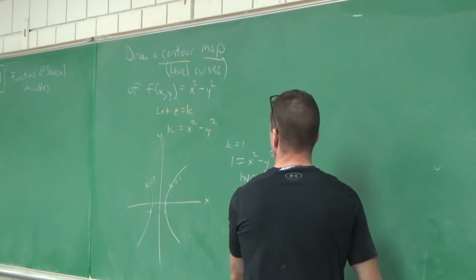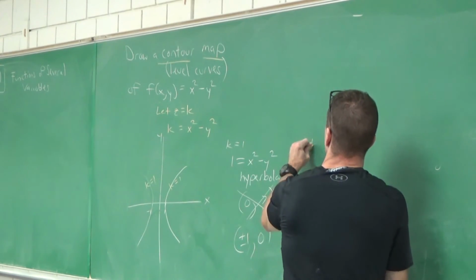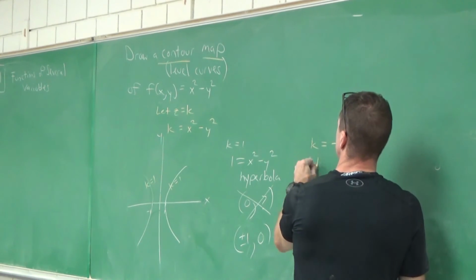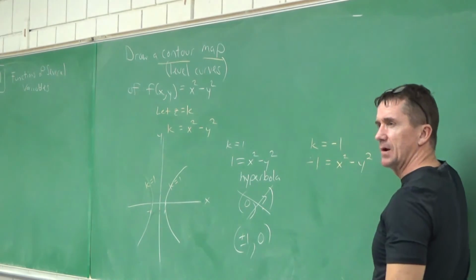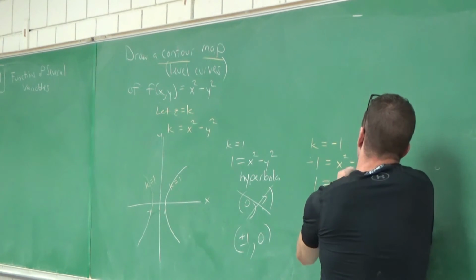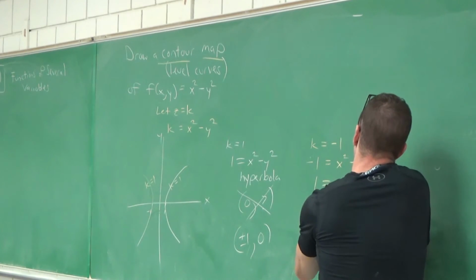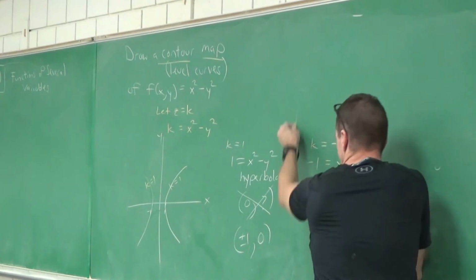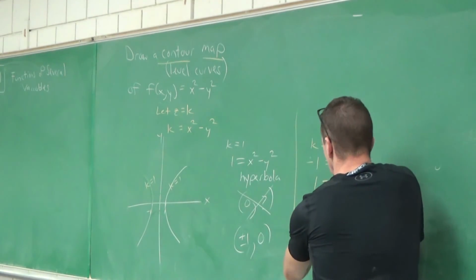Hey, let's pick another k value. How about k equal to negative 1? Now what do I have? I'm going to rearrange that. Can I multiply negative 1 on both sides? By golly, it's another hyperbola, isn't it? It's more hyperbolas. Well, let's try the intercept method.